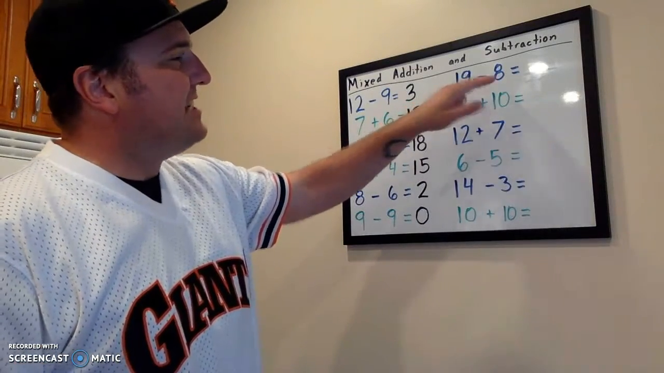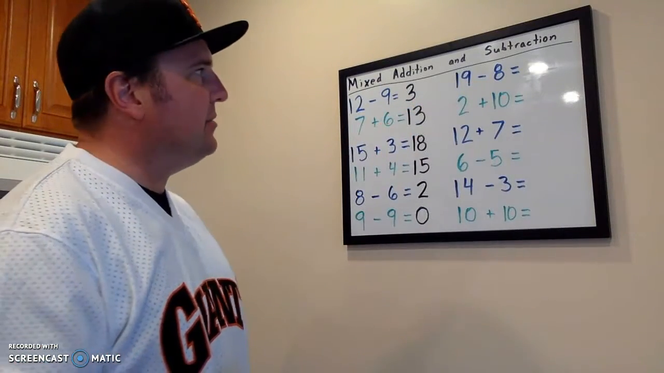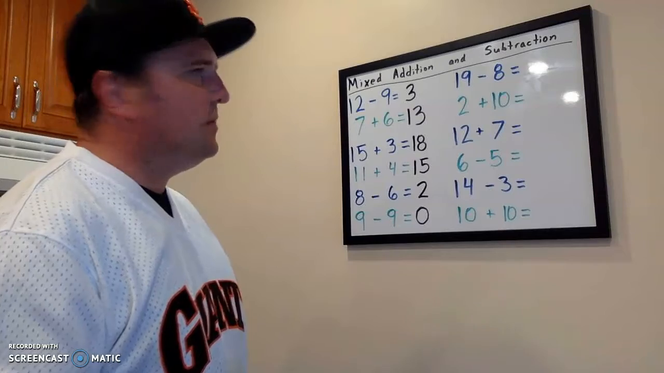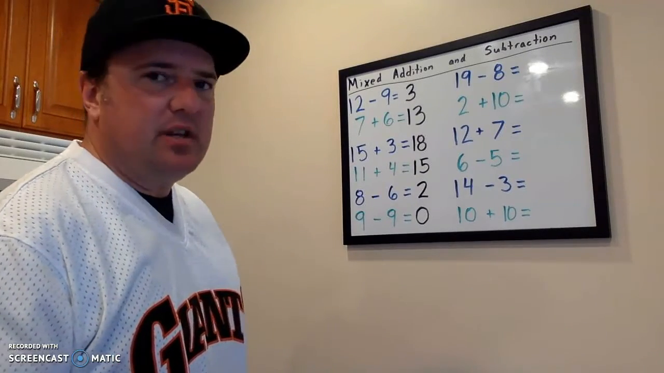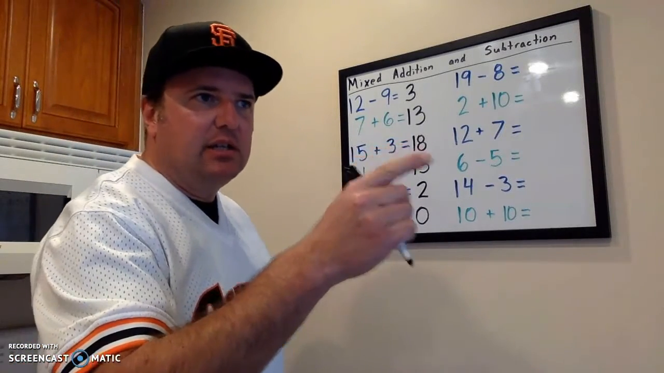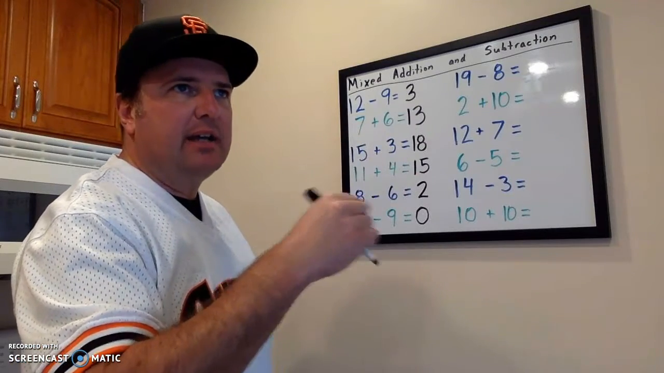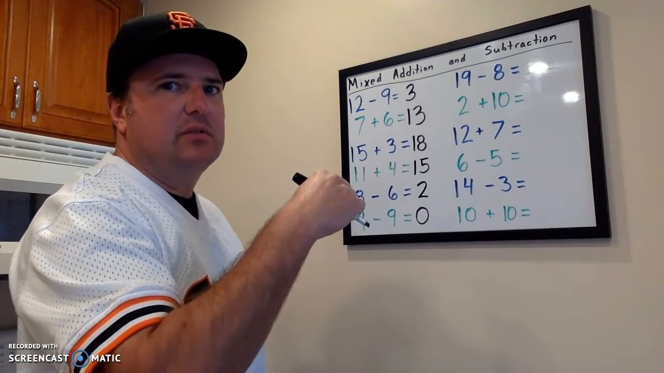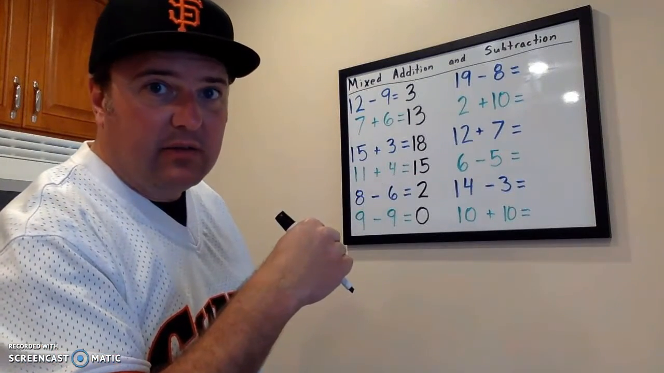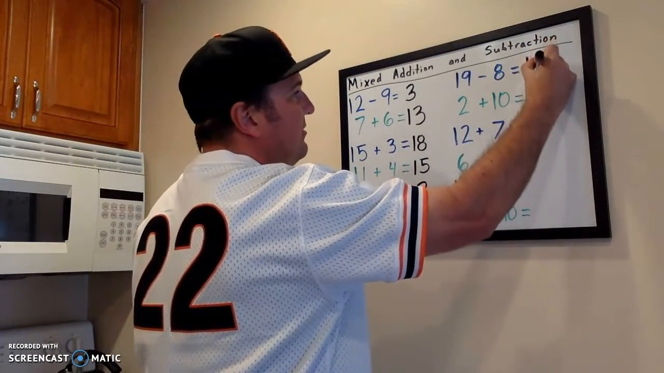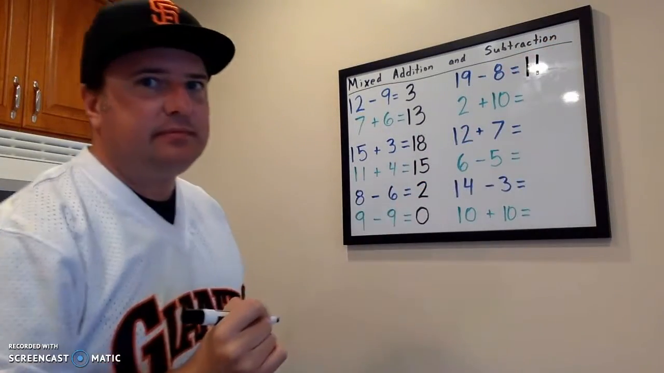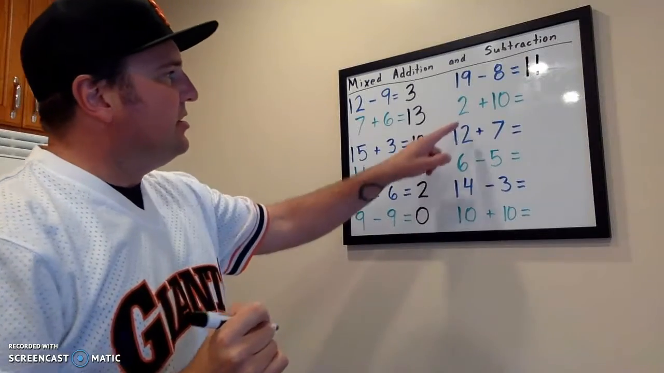19 subtract 8. Okay, oh my goodness. 19. Well, if I use a number line, I would start at 19 and go all the way back 8 jumps. Did you use a number line? Did you land on 11?